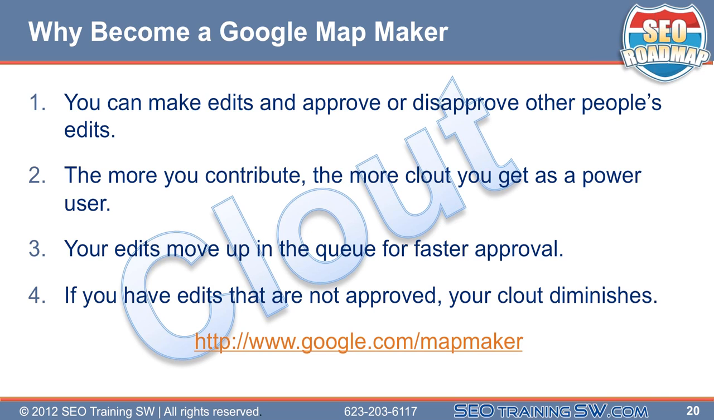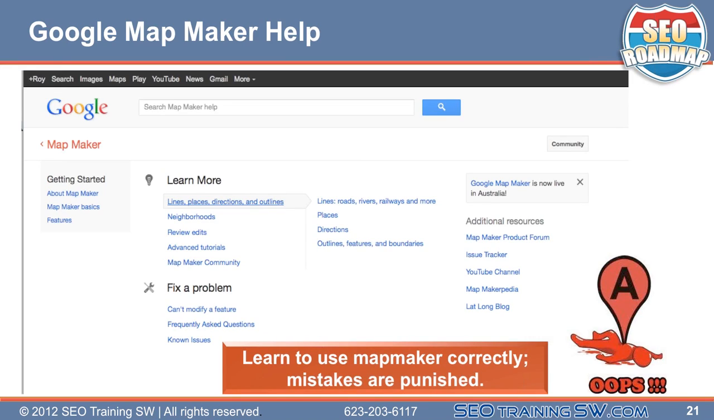And your edits move up in the queue for faster approval. The more clout you get. And guys, if you have edits that are not approved, your clout starts diminishing. So here's a link. I want everybody to write this link down and really recommend that you sign up, if not tonight, tomorrow, to become a Google Map Maker. It's google.com/mapmaker. Real easy URL. It's very simple to do this.